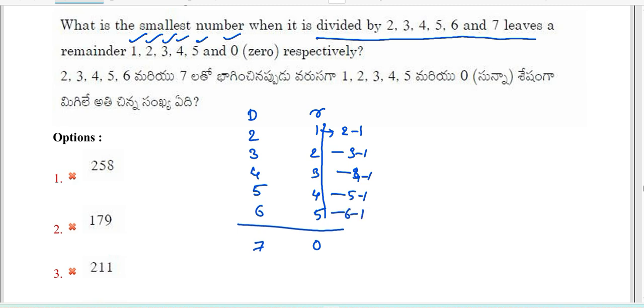We should find out a number which is 1 less than all the common multiples of 2, 3, 4, 5, 6, and that should be a multiple of 7.